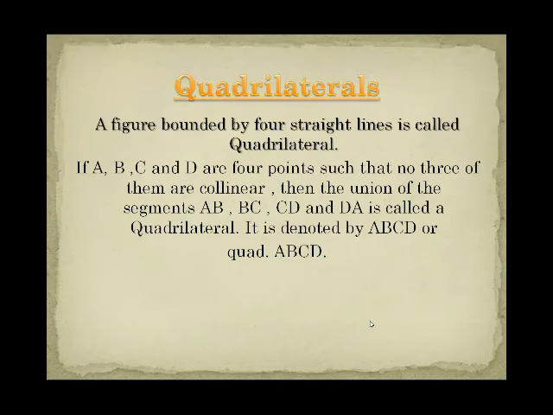Now students, here we start quadrilaterals. A figure bounded by four straight lines is called a quadrilateral. Okay. If we have four points A, B, C and D such that no three of them are collinear, then the union of the segments AB, BC, CD and DA is called a quadrilateral. It is denoted by ABCD or quad ABCD.